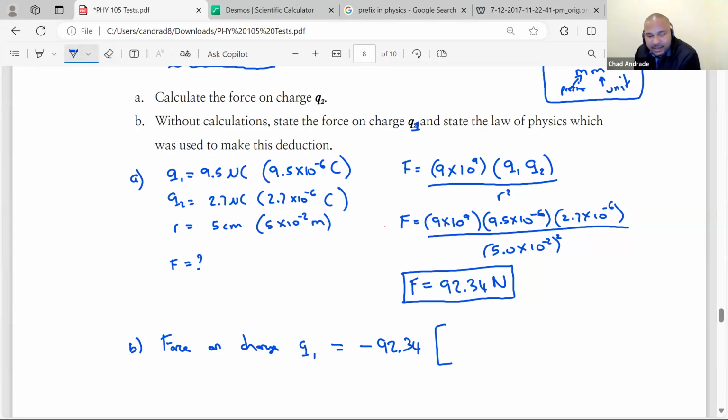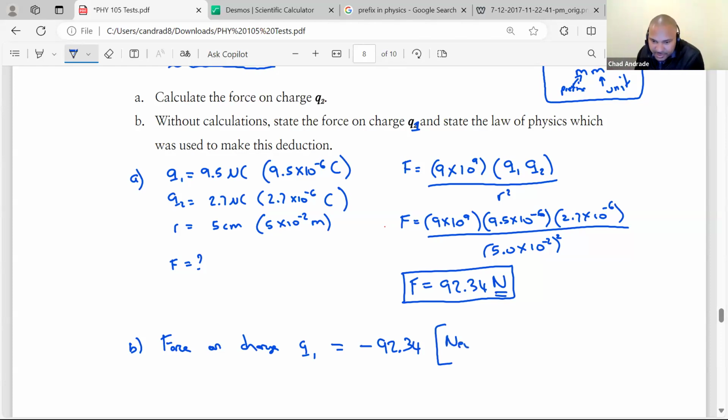The reason why I had to convert from centimeters to meters and from microcoulombs to coulombs is because I want my final answer to be in newtons. So sorry, the question was, do we have to convert? And the answer is yes. For this question, make sure to put in all those prefixes, the times 10 to the 9, the times 10 to the minus 6, and the times 10 to the minus 2, and you're sure that the answer is going to be in newtons.